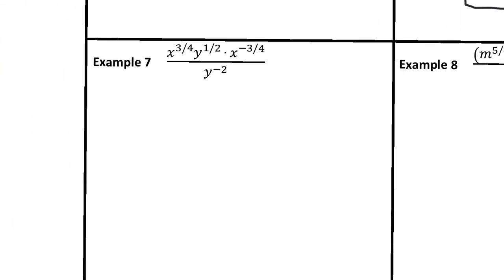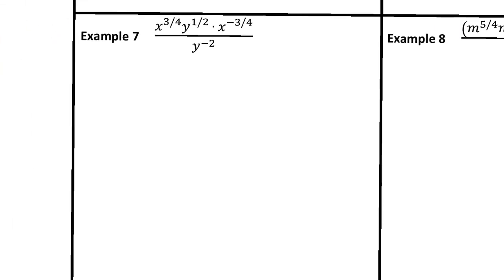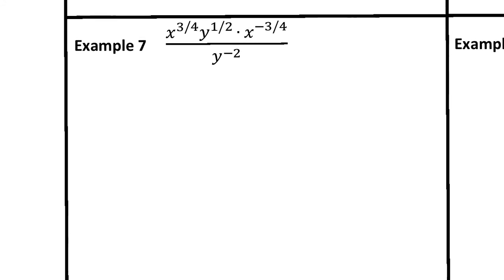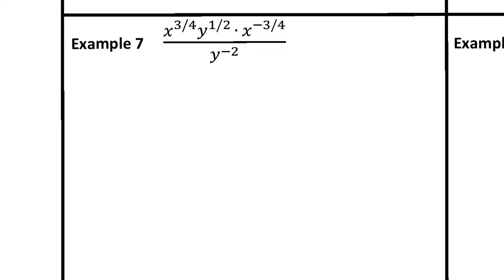So let's go over to number 7. All right, so here, what I would like to do is, since I have two x terms on top, we can actually combine them. So I'd rather do that. So let's put the x's together, and there's a nice thing that's going to happen.